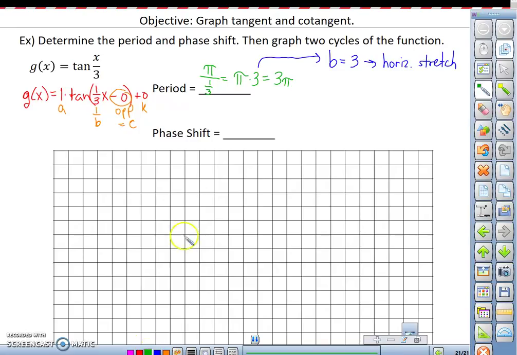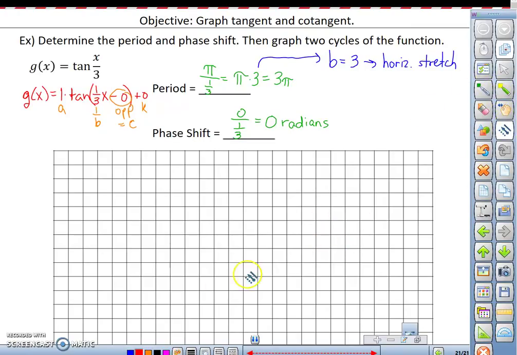Our phase shift, we're technically taking the opposite of the 0, which is still 0, dividing by 1/3. 0 divided by anything is equal to 0. So that means we have a phase shift of 0 radians, which means we have no translation in this problem to the left or to the right.